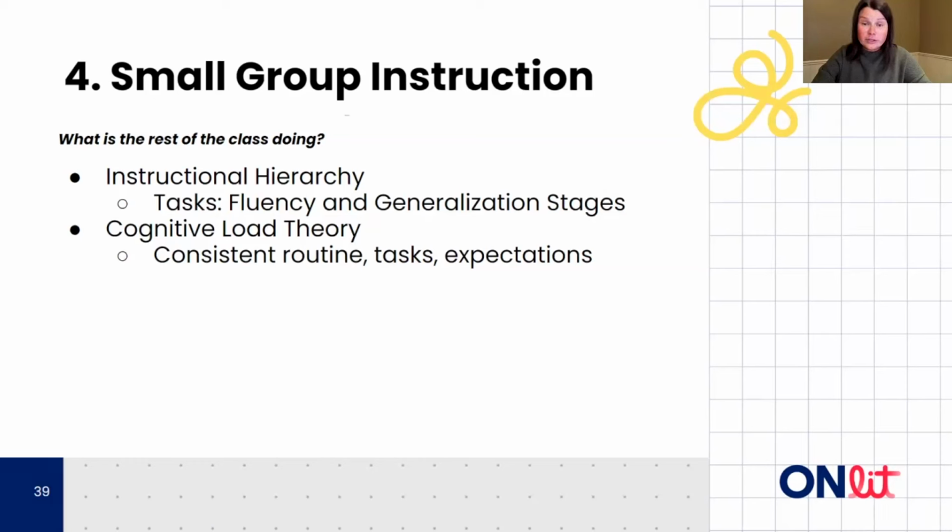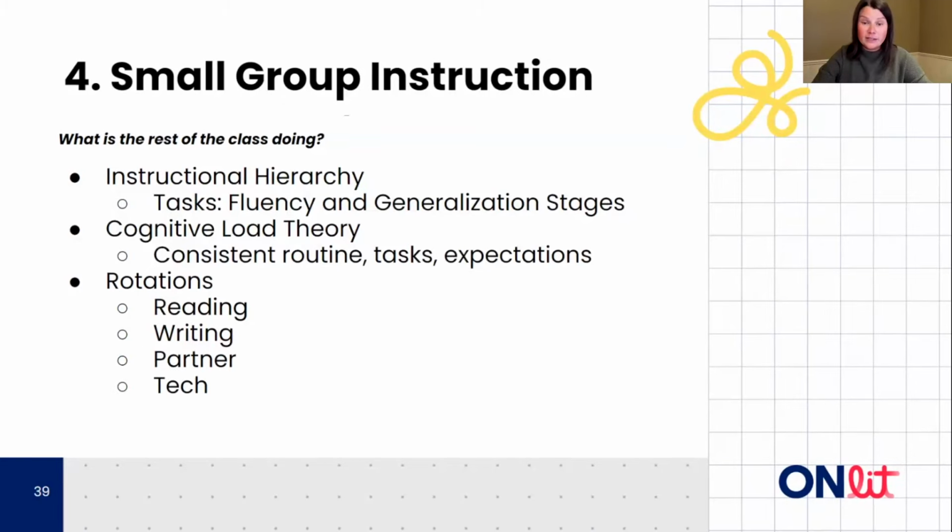With this learning, I no longer try to plan a variety of centers. I select a few good routines and stay consistent throughout the year. The students are happy because they can be successful with the routine each day. In my classroom, we call it rotations. There are 5 options: reading, writing, partner, tech, and teacher. Let's look at some examples of each.